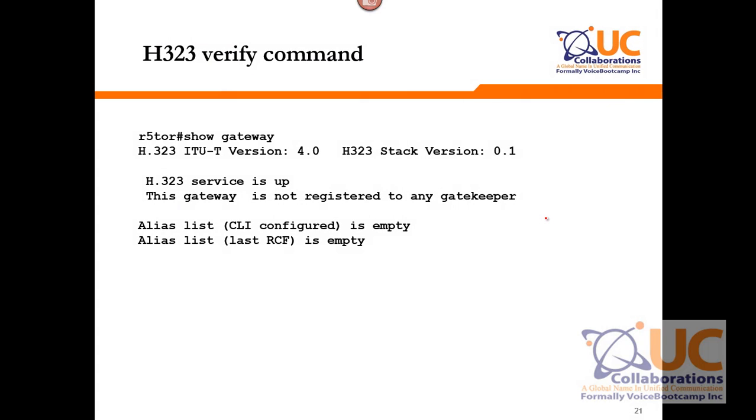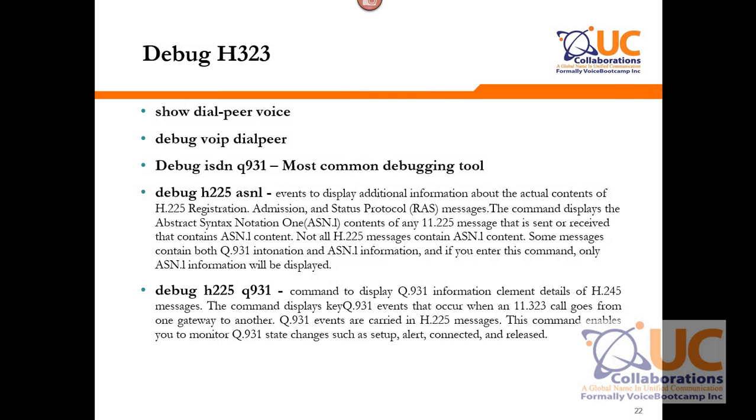To verify H323, you can type show gateway on the router. This will verify what version is running, whether the H323 is up or not, whether the gateway is registered to the gatekeeper, and so on. Now there are a few troubleshooting tools called debugging tools. We won't test them here because we have a troubleshooting section where you can focus on some of these commands. But these are some of the show commands and debug commands that you can use to troubleshoot your gateway.